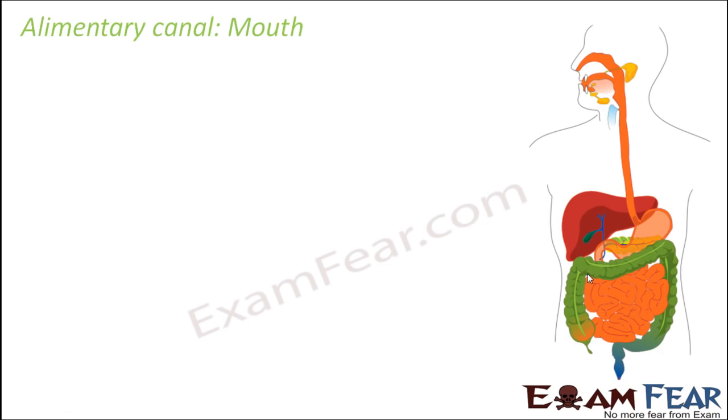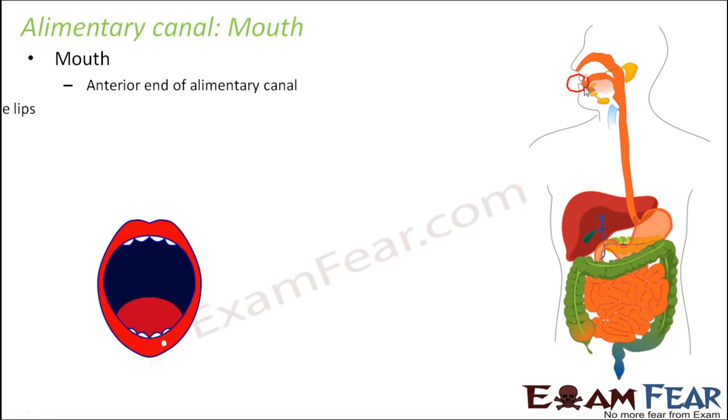So let us first talk about the mouth. Now I don't really need to tell you what the mouth is. You all know that, right? It is basically the anterior end of the alimentary canal. Anterior is always the front end, and posterior is towards the back. So if you see here, this is the starting point of the alimentary canal, the anterior end.